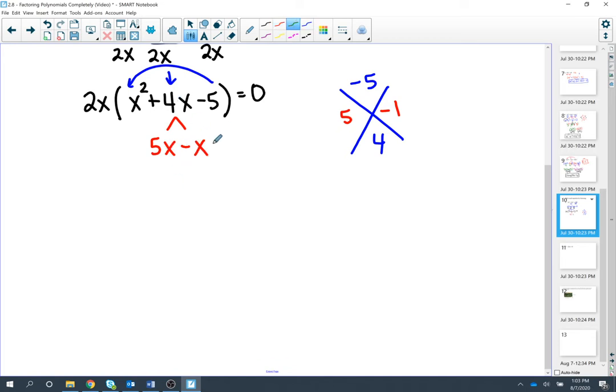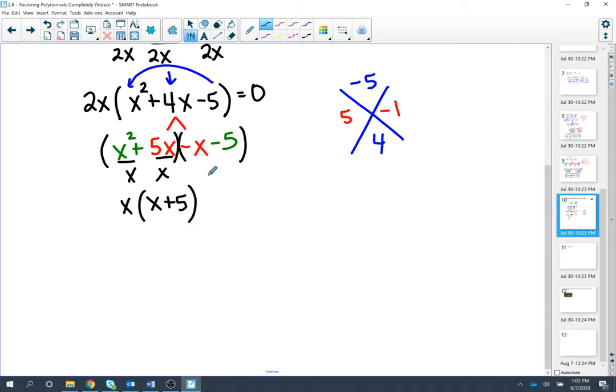So we keep going. Drop your negative 5. Drop your x squared. Grouping. Out of the first two, I can get an x. Left over, x plus 5. Out of the second two, I can get a negative 1. Left over, x plus 5. Out of both of those, because my parentheses are the same, I can get an x plus 5.